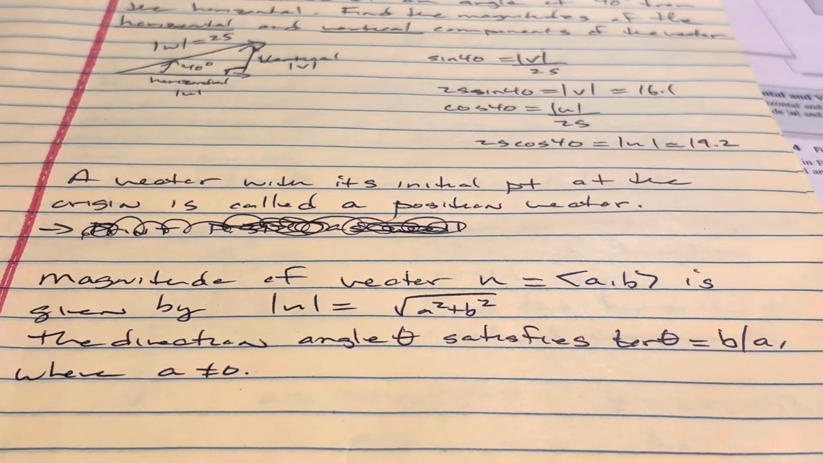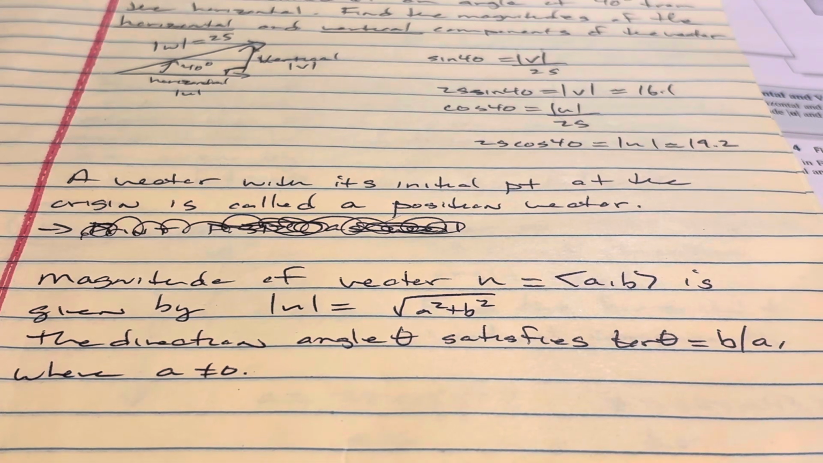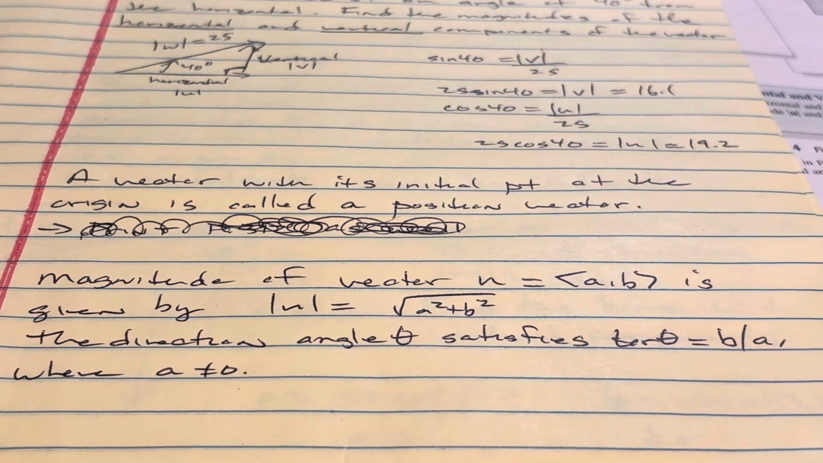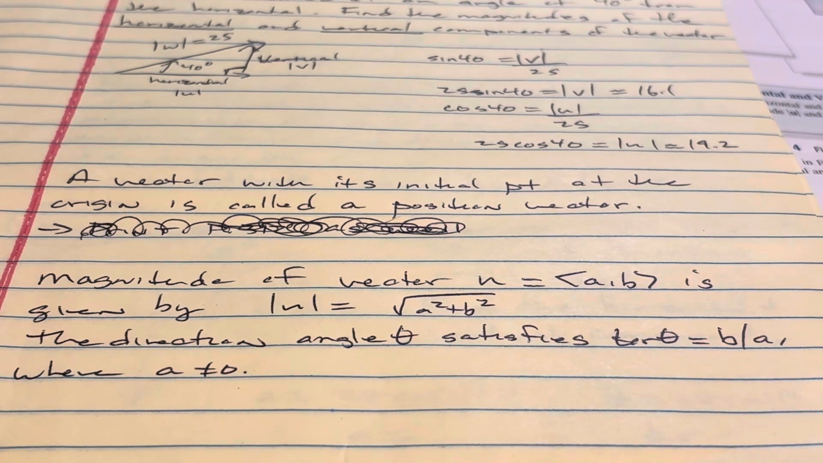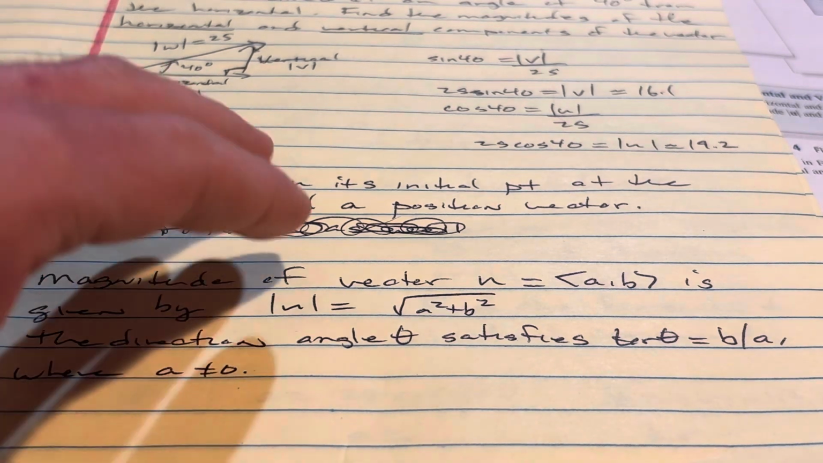The direction angle theta: if I wanted to confirm that we had 40 degrees there, I could say tan theta is equal to 16.1 over 19.2, and that better give me roughly 40. Again, 16.1 and 19.2 in the previous examples were rounded. Oh, I'm in radian mode, that's why. 39.98 as it was rounded.